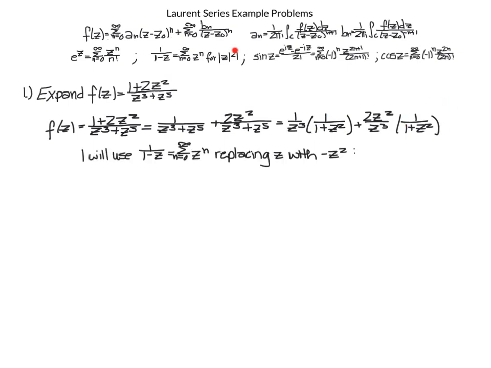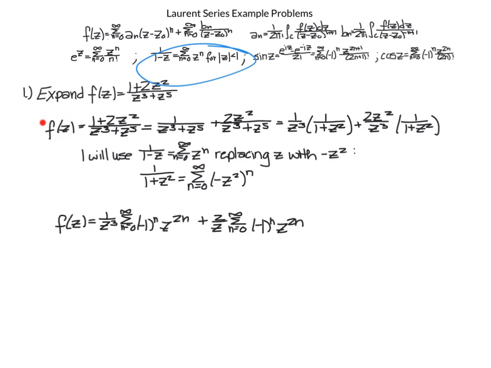In other words, I'm going to use this formula here. I'll circle in blue, and I will copy it down here. 1 over 1 minus z is equal to the summation of z to the n, and I'm going to replace this z here and this z here with minus z squared. And when I do that, I'm going to get then 1 divided by 1 plus z squared is equal to the summation of minus z squared to the n.